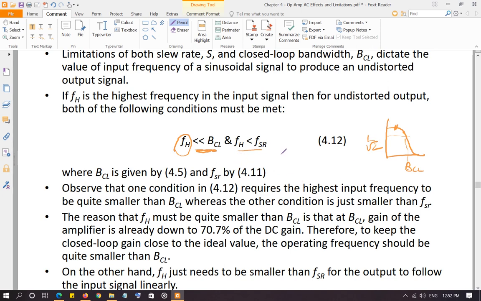And FH is just less than FSR, as we discussed on the last slide, that FSR is the frequency at which the output can faithfully follow the input. So your input frequency just needs to be smaller than FSR in order for the output to follow the input. It doesn't have to be quite smaller. But in any case, we have to satisfy both conditions in order for the output to follow the input frequency faithfully, linearly, if our input is a sinusoidal signal.